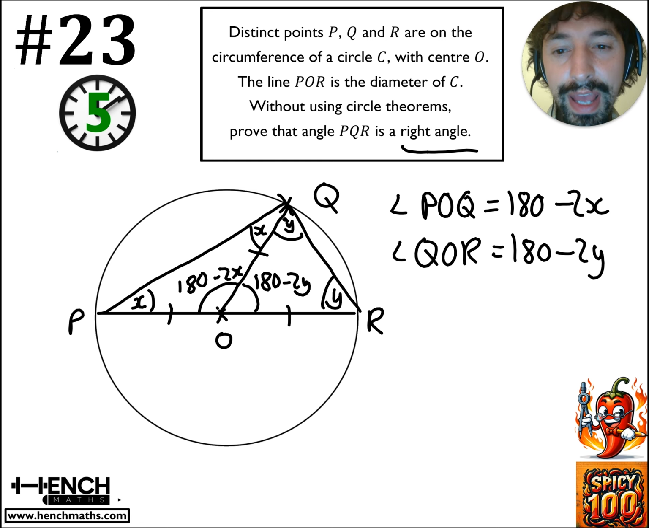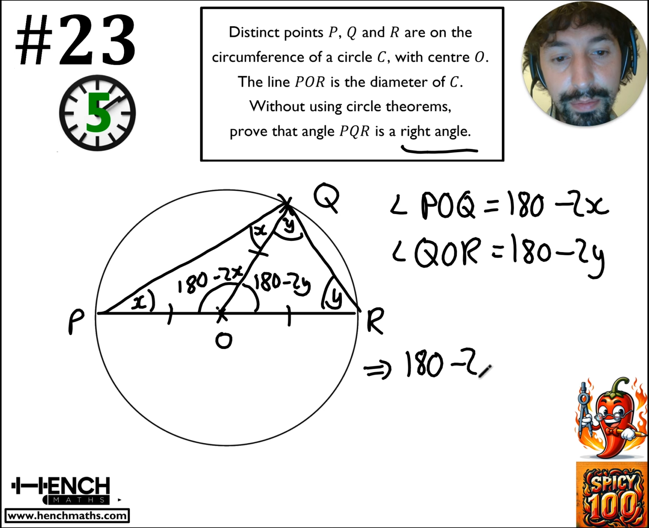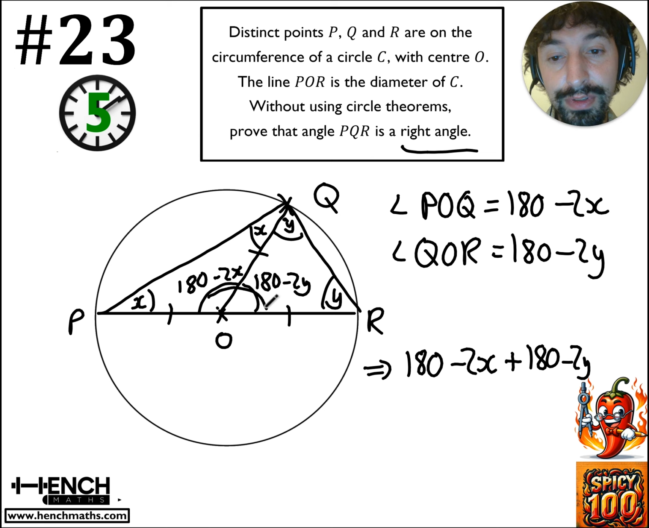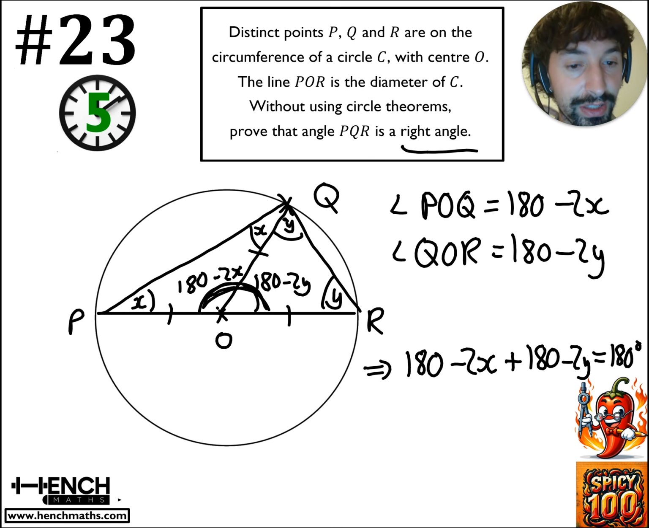So what do we know? The angles on a straight line add up to 180 degrees. So that means that 180 minus 2x plus 180 subtract 2y, so these two angles here, they would have to add to make 180 degrees. And we've created an equation.